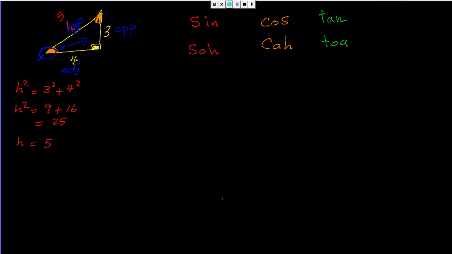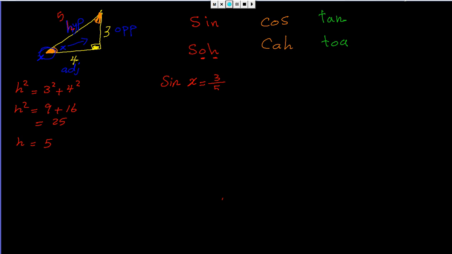First, sine x. Sine x equals what? Sine equals opposite over hypotenuse, SOH. Sine equals opposite over hypotenuse. For x, the opposite is this side, 3, so it's 3 up here over the hypotenuse. The hypotenuse is 5, so it's 3 over 5.